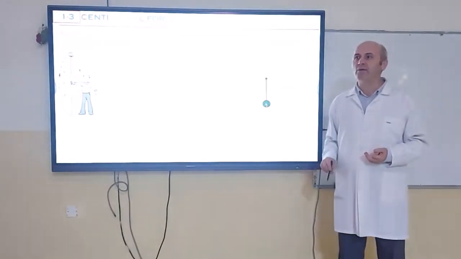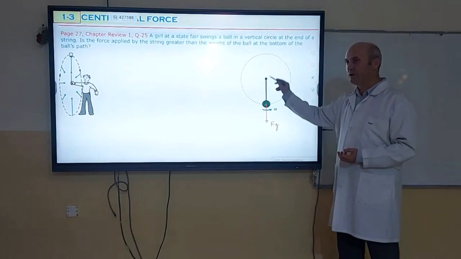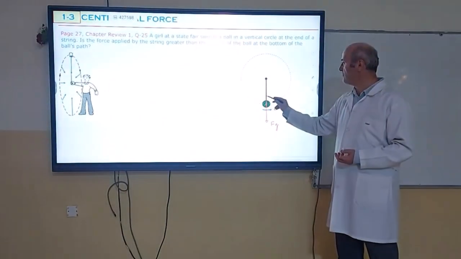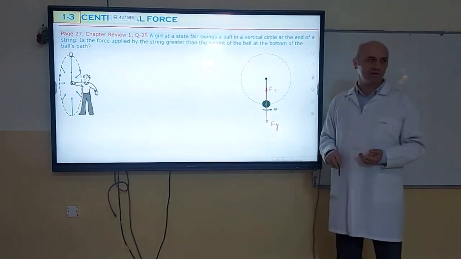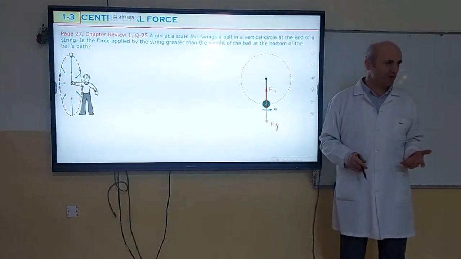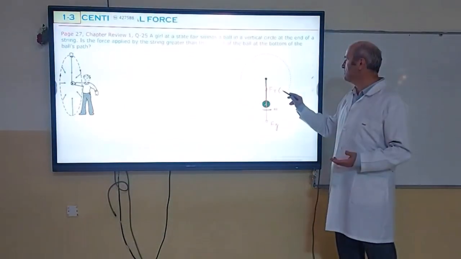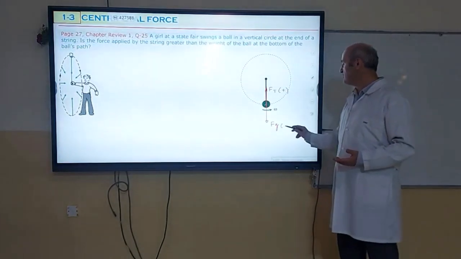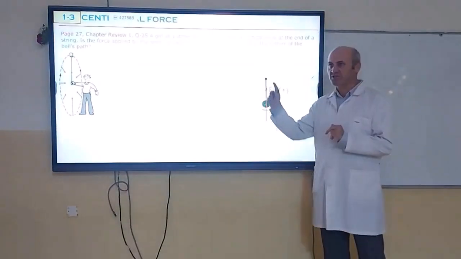Ft always acts along the rope. What is the direction of the rope? In here? Upward. So you should draw Ft upward. Which one is greater? Of course, the one which is pointing to the center is greater. Which one is pointing to the center? Ft. So Ft should be greater than Fg. And also you can go this way. Resultant force is the centripetal force.